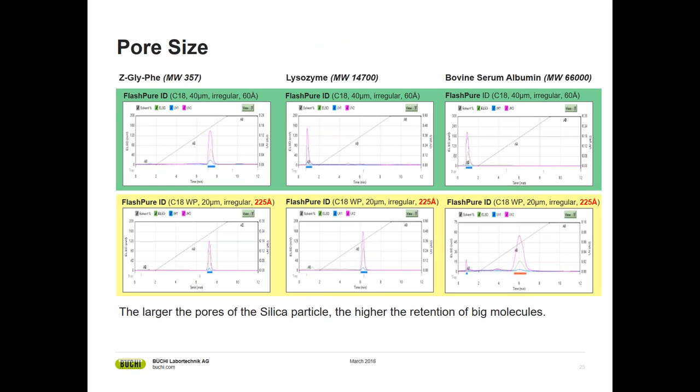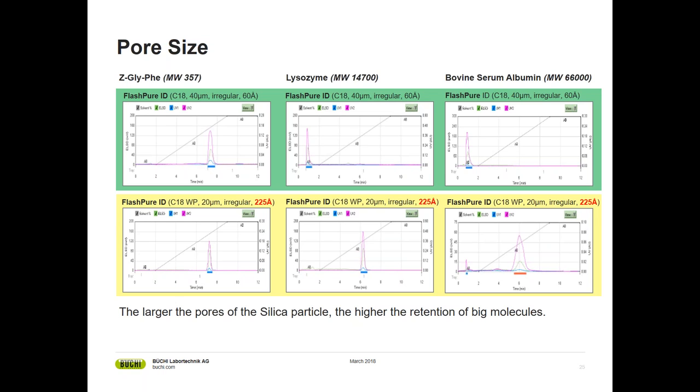This is another example from our lab where we run peptides of different sizes with standard C18 in green and C18 with big pores in yellow. And what you see here with small peptides, there is no difference, that's on the left side, with both cartridge types. The peptides get eluted between 7 to 8 minutes.